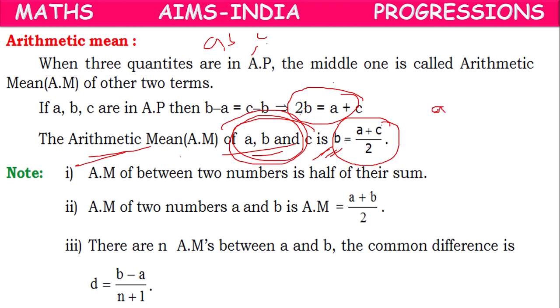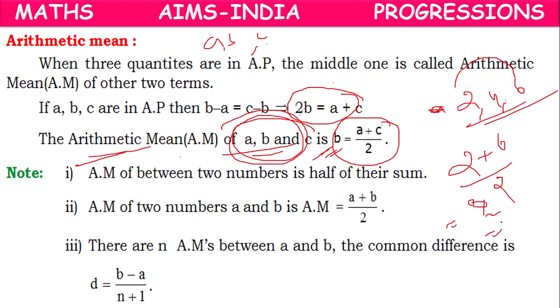It means if you want to find the arithmetic mean of any progression, we should add the first one and the third one and divide by 2. So 2 plus 6 by 2, 8 by 2, that is equal to 4.